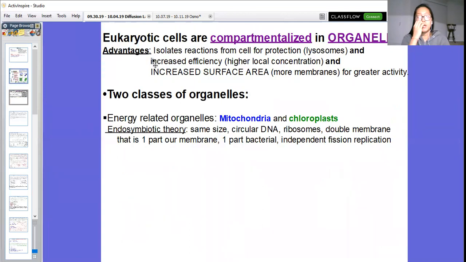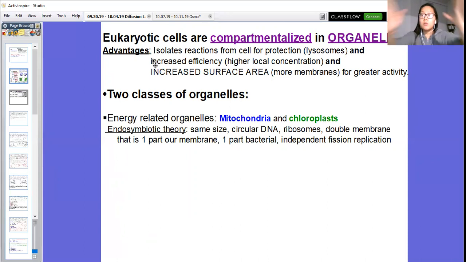So eukaryotic cells are compartmentalized into organelles. The advantage of this is that isolated reactions in cells are protective. Some reactions are breaking things down and some are building things up. The problem when you're breaking things down is that you're using enzymes that can usually break down multiple things. If these enzymes are exposed to other materials in your cell, they'll also be breaking those things down.